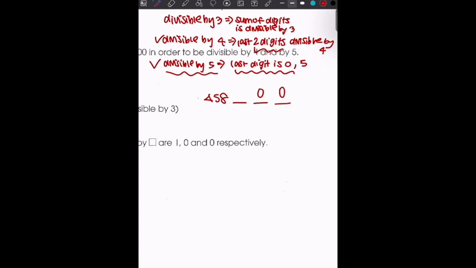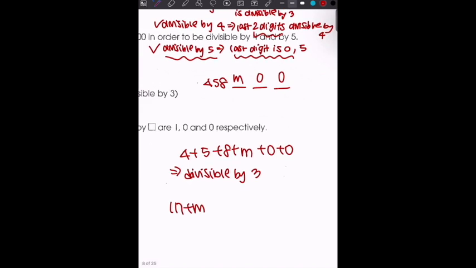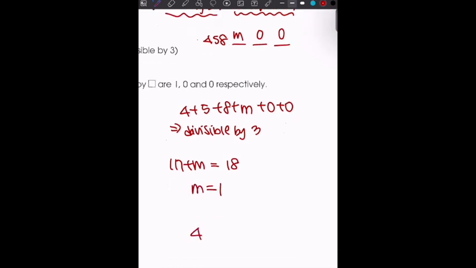So now all we have to consider is divisibility by 3, and so 4 plus 5 plus 8 plus the missing number m plus 0 must be divisible by 3. And so that is going to be 17 plus m. And a multiple of 3 that is the closest to 17 should be 18. And so m must be 1. And so our number is going to be 458,100.